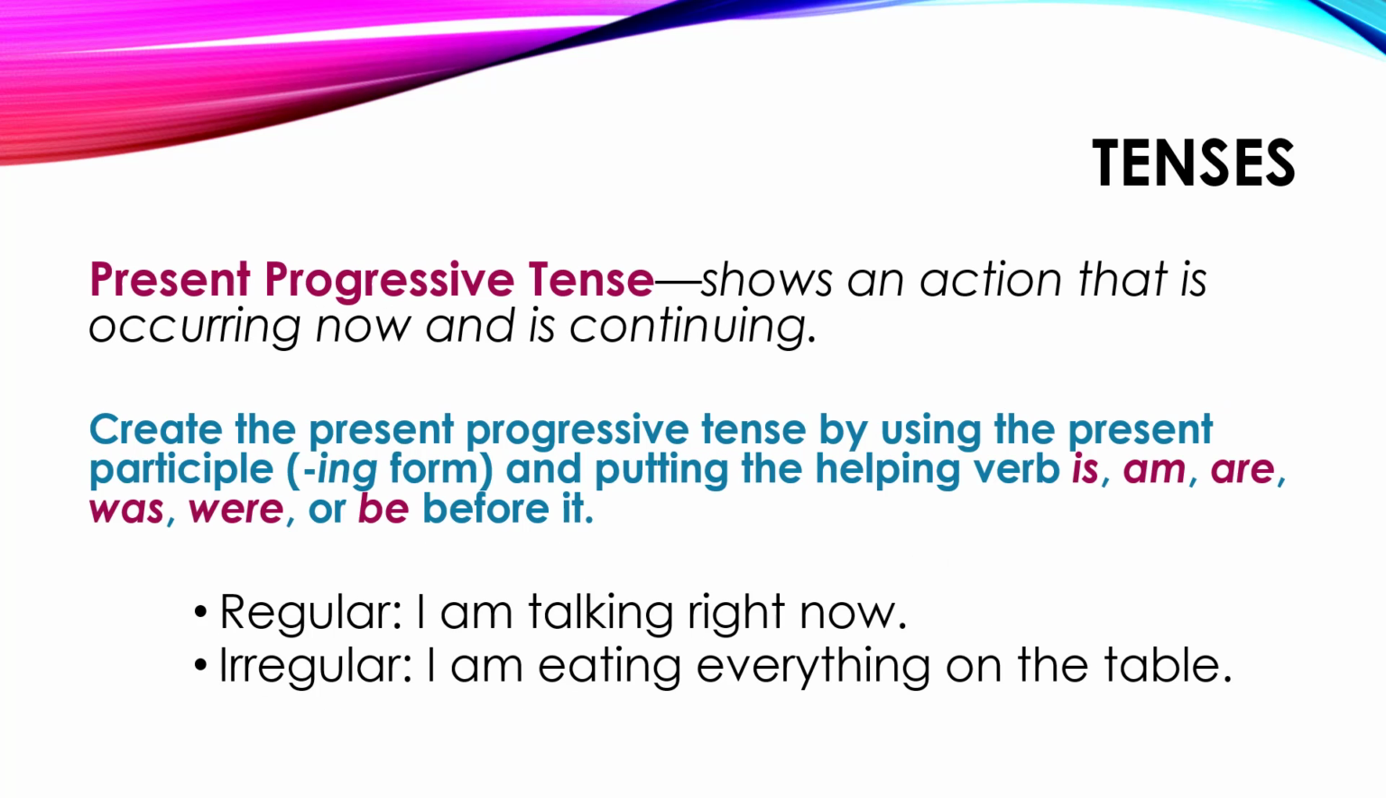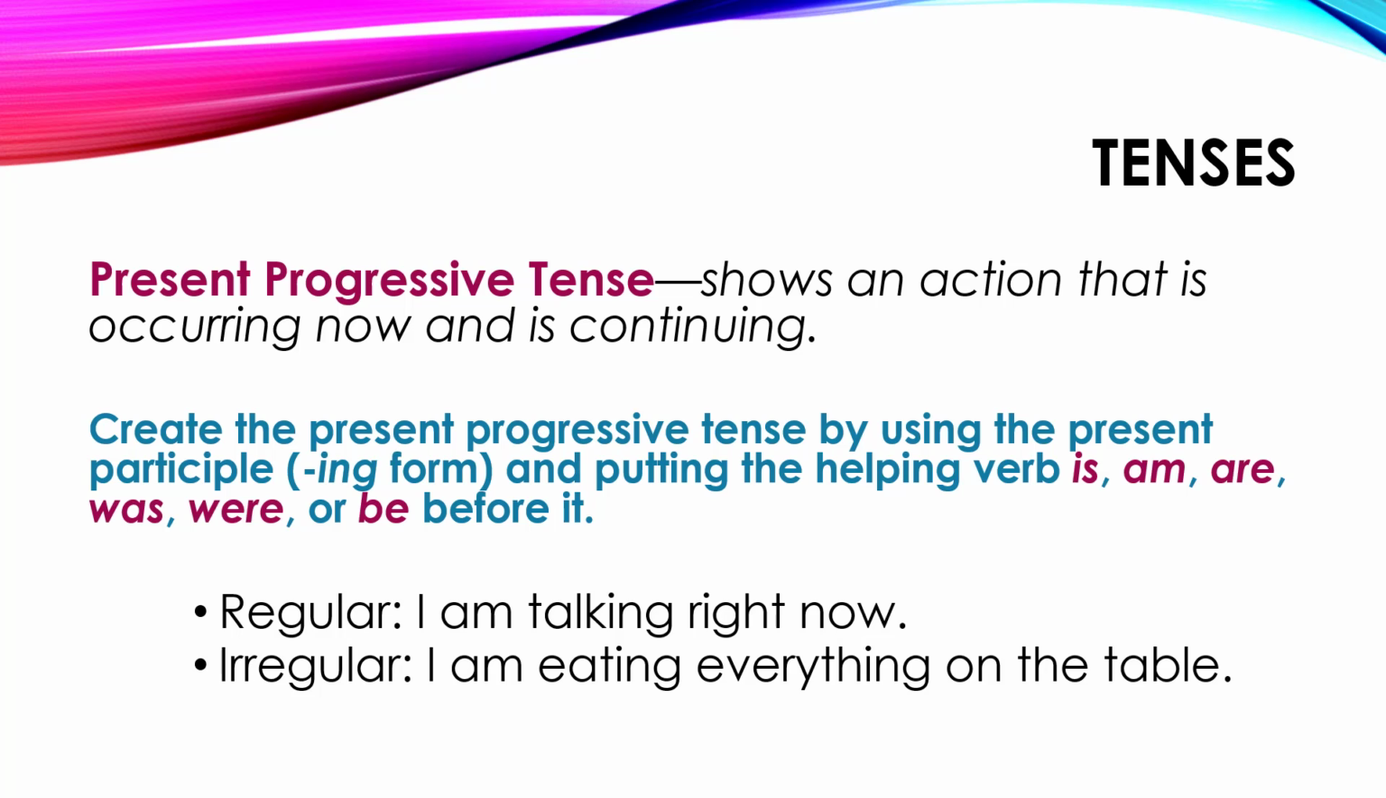The present progressive tense shows an action that is occurring now and is continuing. So you create that present progressive tense by using the present participle ing form and putting the helping verb is, am, are, was, were, or be before it, depending on the number of the subject.